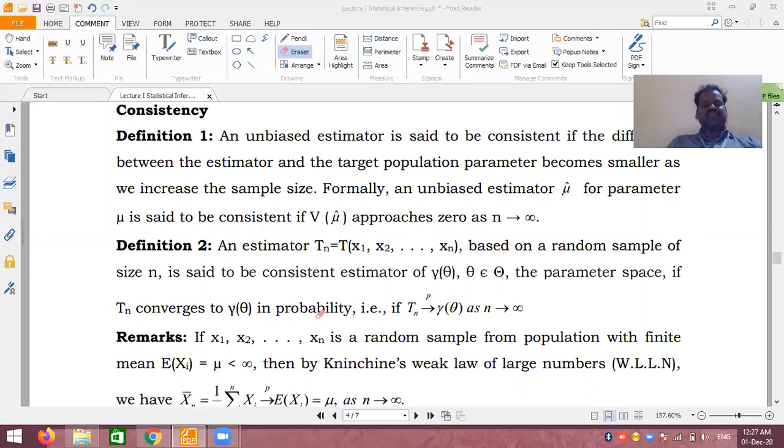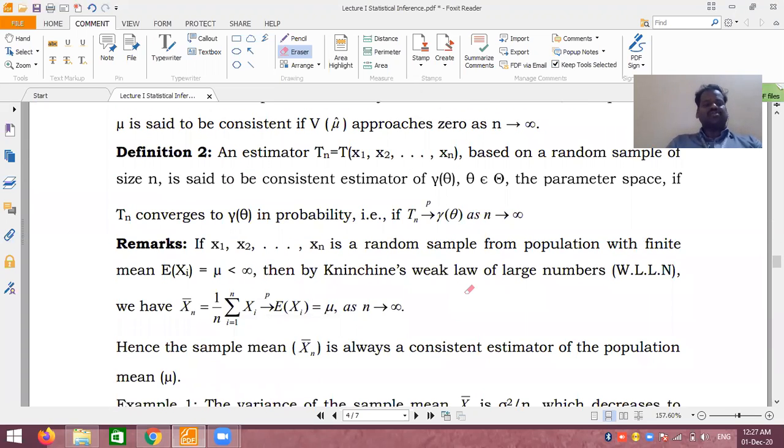That means we have to increase our sample size. Tn is a consistent estimator of gamma of theta when the sample size is large, or tends to infinity. Next, we will see some remarks about consistent estimators.